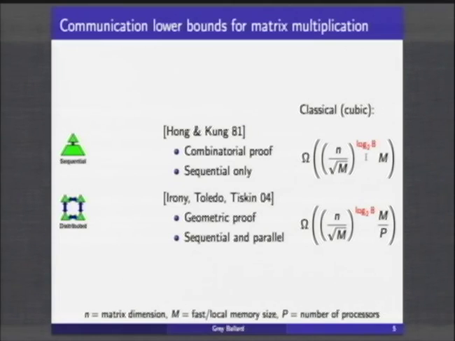Okay, it looks like you can simplify this expression, and you can, but I've written it in a funny way for comparison later. A little bit later, the result was extended to the parallel case. So there's a similar expression for a lower bound on the number of words you have to move. It's basically the sequential bound divided by the number of processors you're using. Okay, so that's great. Those are lower bounds for the classical algorithm.